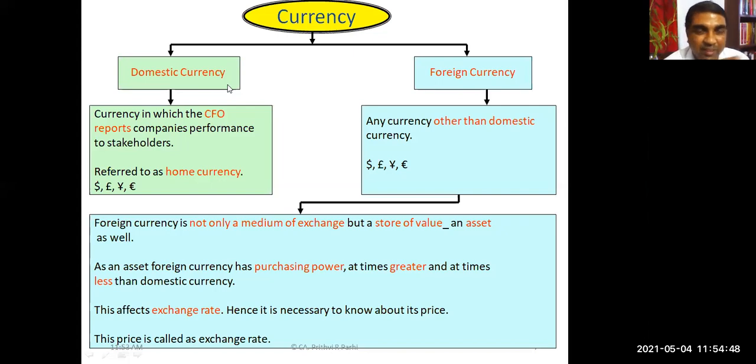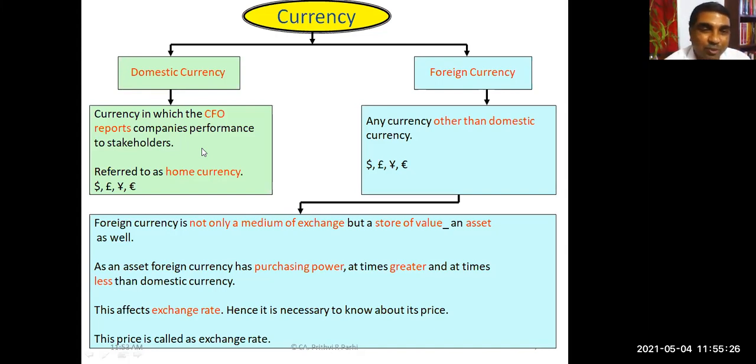But today, let us understand in a slightly different way than the understanding that you already have. What we call a domestic currency is the currency in which the CFO reports the company's performance to the stakeholders. Let us say the company's financial statement, the company's balance sheet, is prepared in one currency. We'll call that currency our domestic currency. Suppose Infosys's balance sheet is finally prepared in Indian rupees. We'll call that Indian rupee the domestic currency.